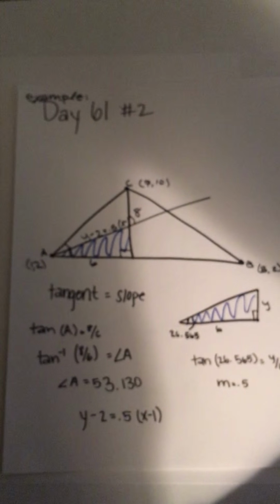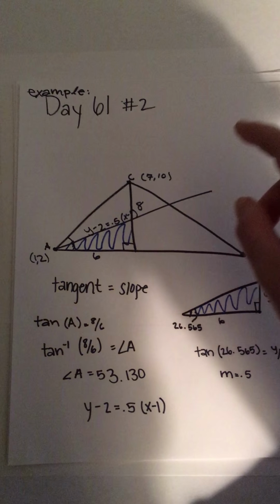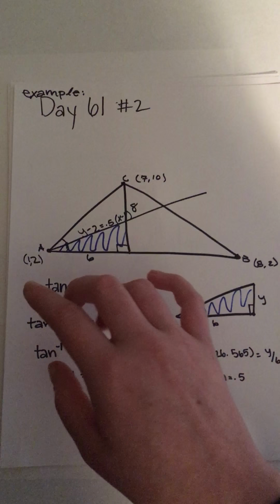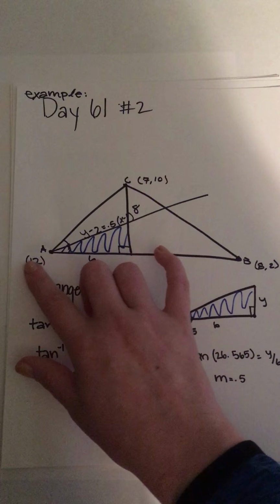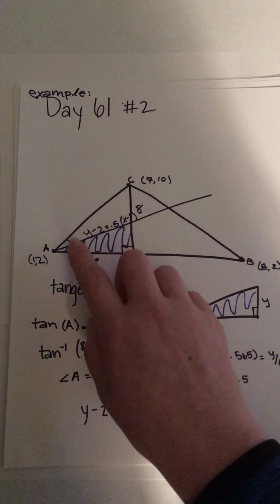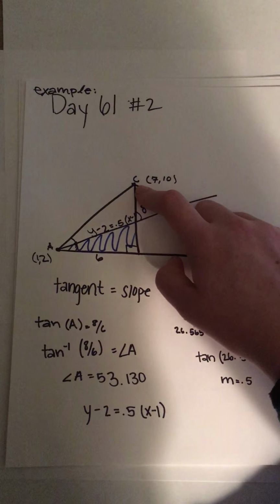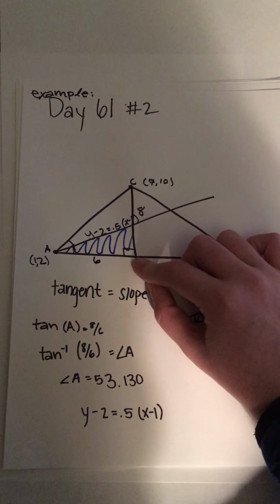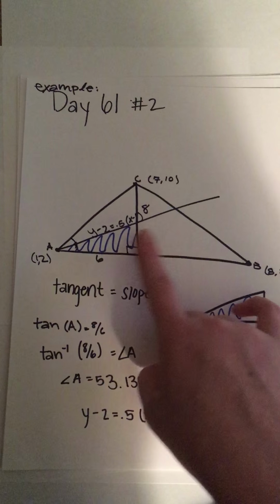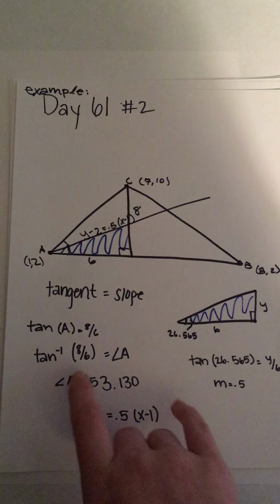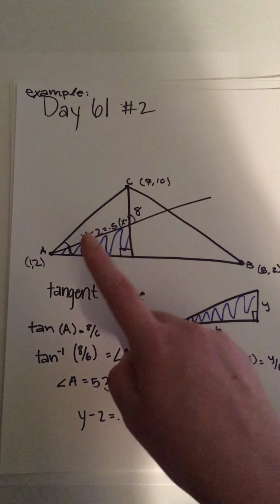Finding the equation of an angle bisector is more difficult. First, if we have the bisector of angle A drawn in here, we have to find the measure of angle A before we can solve for this. So to do that, you have to drop in an altitude, and that way you can use tangent A is 8 over 6. So you solve for angle A, and angle A is 53.130.